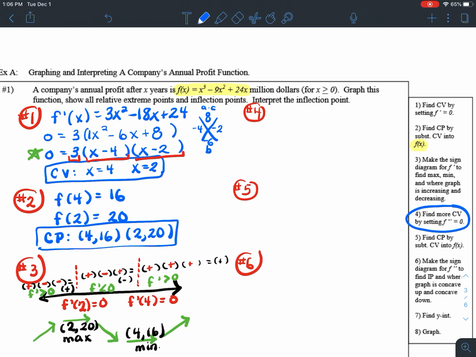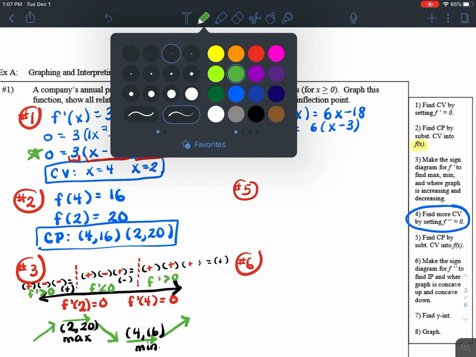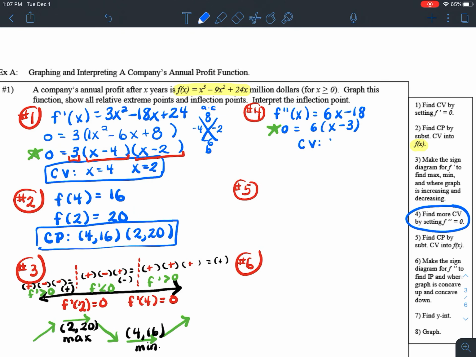Okay, so for step 4, it says right here, find more critical values by setting the second derivative equal to 0. So here's my second derivative. It's going to be 6x minus 18, and I'm getting that from looking right over here. I'm taking the derivative of this. Okay, I'm going to set that equal to 0. I'm going to look for a GCF. Very easy here. I'm going to put a star next to the factored form of my second derivative, and I'm going to label the critical value as just x equals 3.